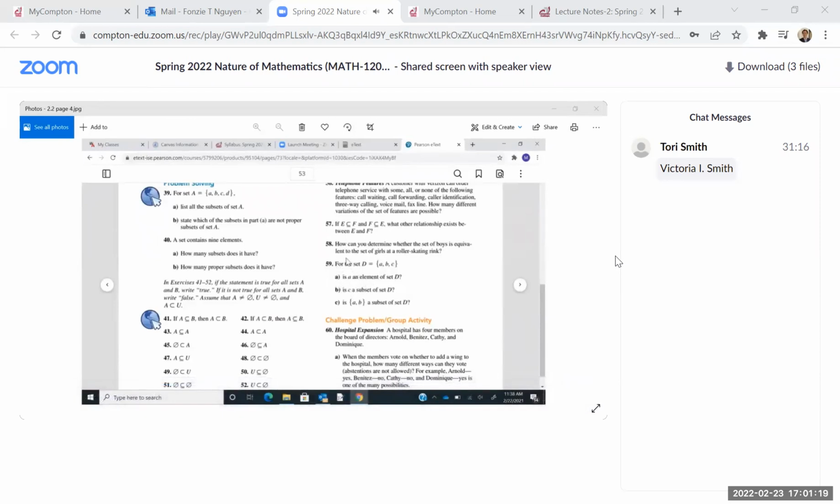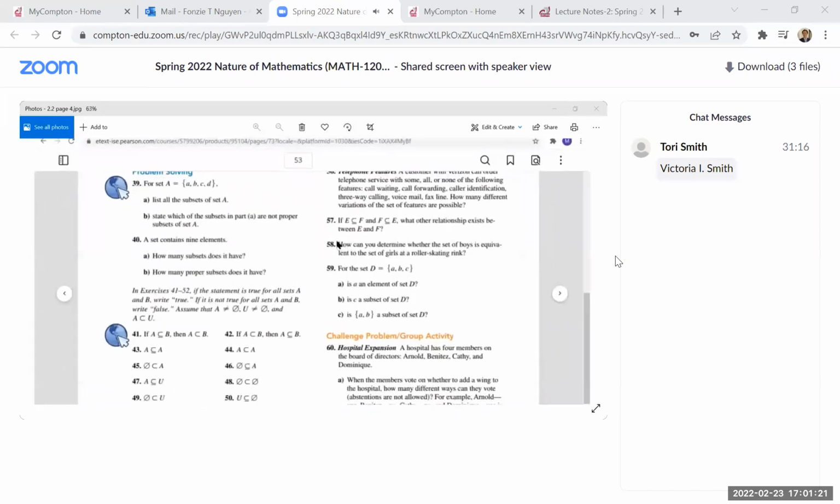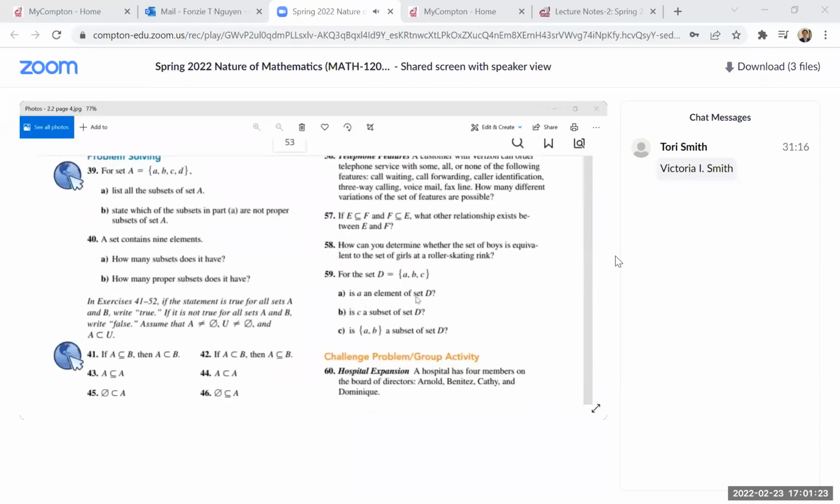It says for the set D, D equals A, B, C. Is A an element of set D? Would you say yes or no? Yeah. A is an element of set D. Very good. All right. Is C a subset of set D? Yes.